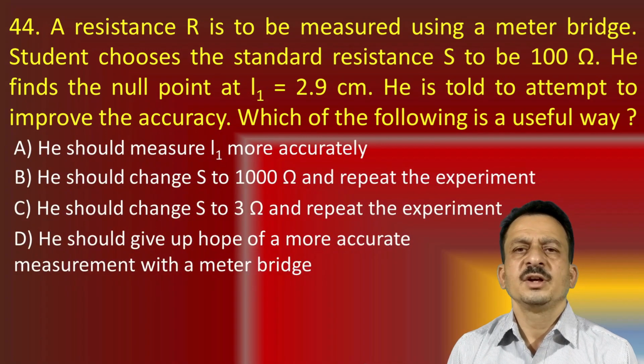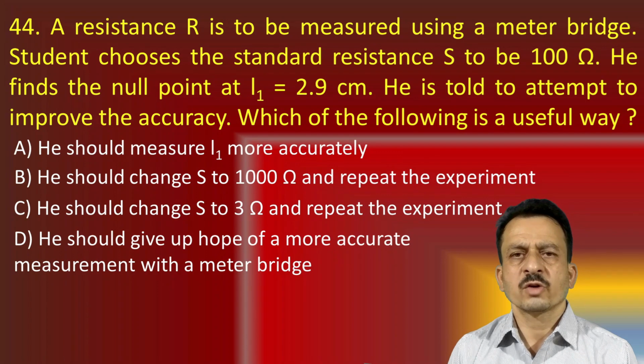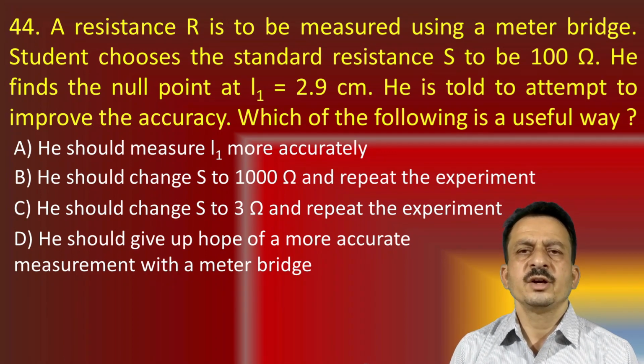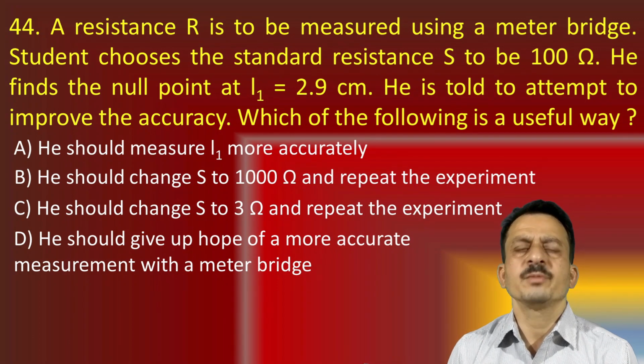Options: A. He should measure L1 more accurately. B. He should change S to 1000 ohm and repeat the experiment. C. He should change S to 3 ohms and repeat the experiment. D. He should give up hope of a more accurate measurement with a meter bridge.